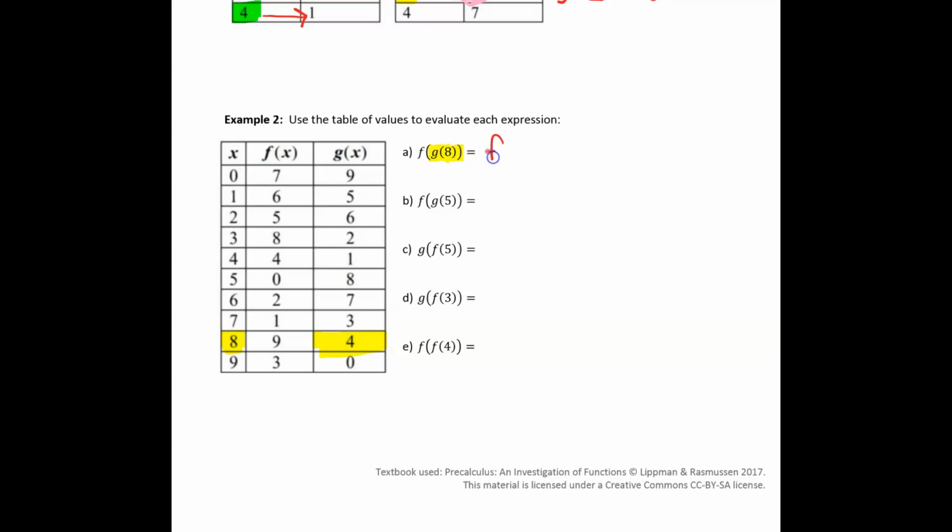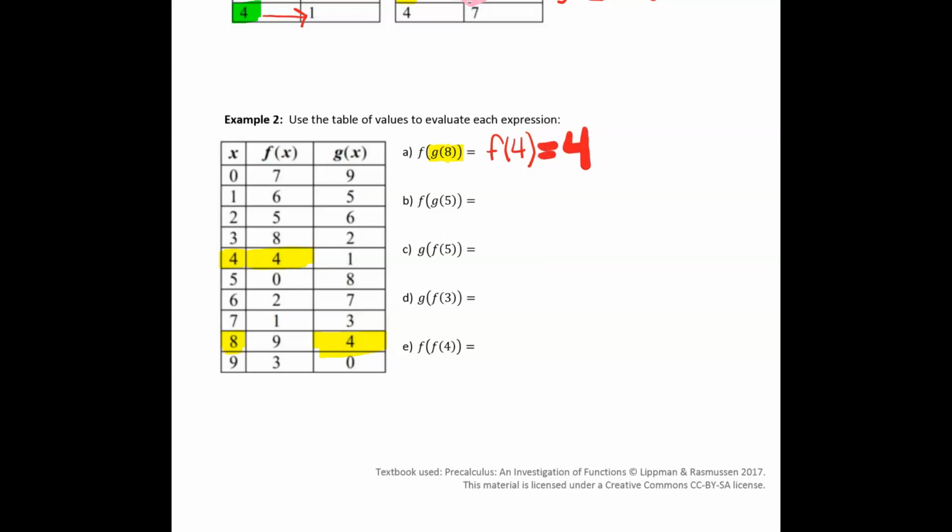So that means now I'm going to have f of, instead of g of 8, I'll say f of 4. So now I'm going to look at 4 on my x, and that f function is at 4. So f of 4 is 4.